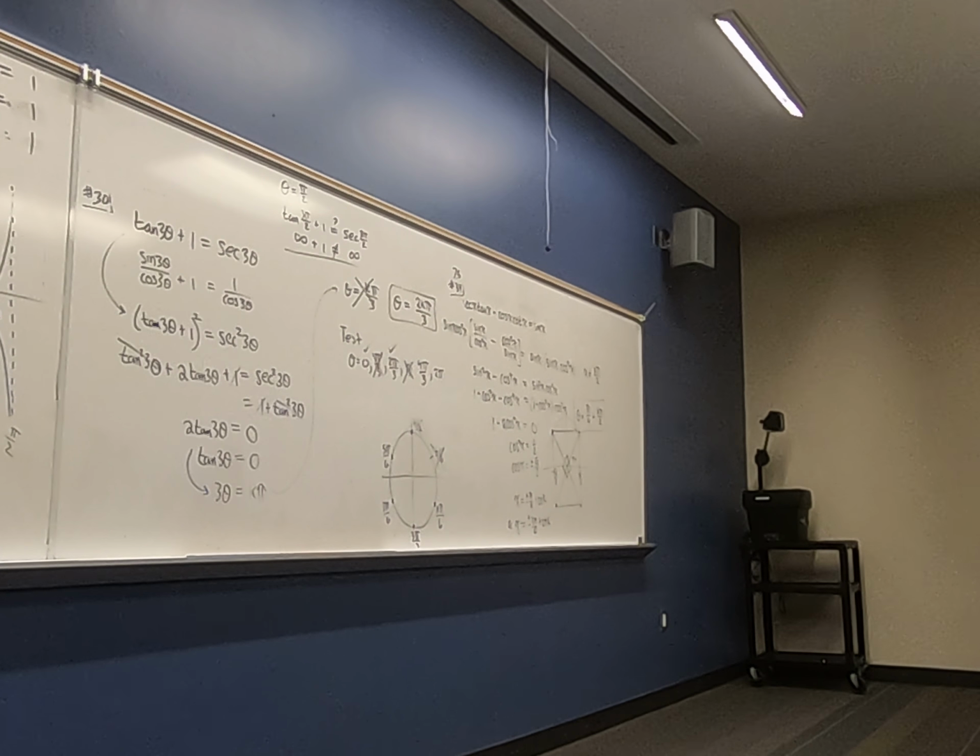Okay, so that was 34. How about 38? So they say finding the intersection points graphically. They say graph f and g in the viewing rectangle and find the intersection points graphically, round to 2 decimal places. That's part A. And then part B, find the intersection points of f and g algebraically. Give the exact answers. So, okay, well, we've got 2 functions.